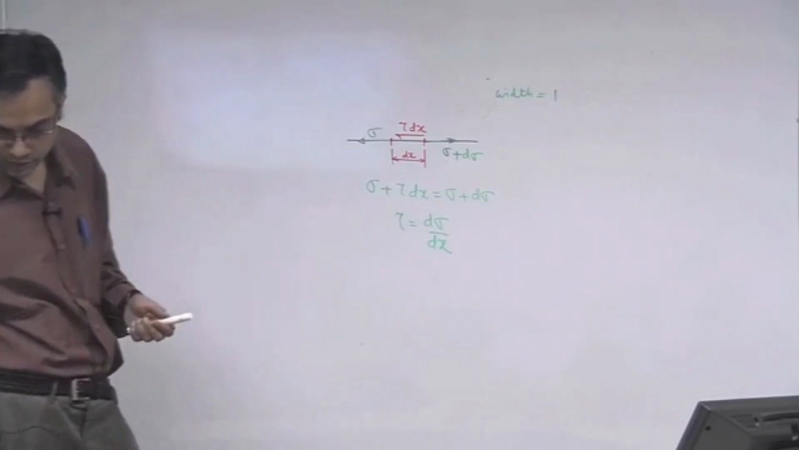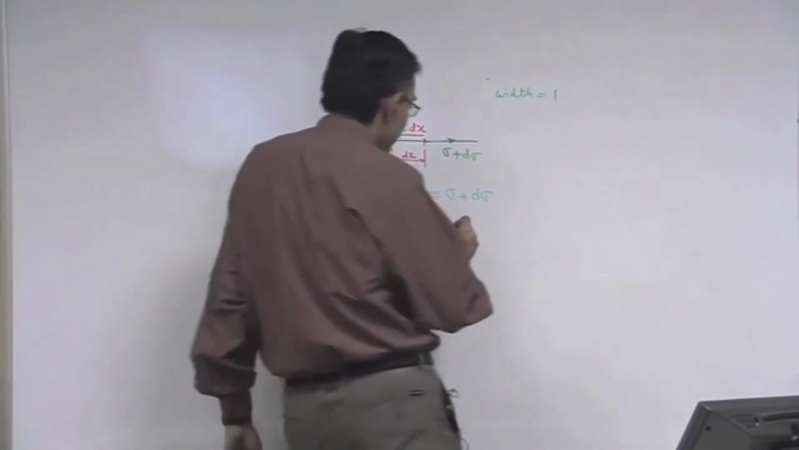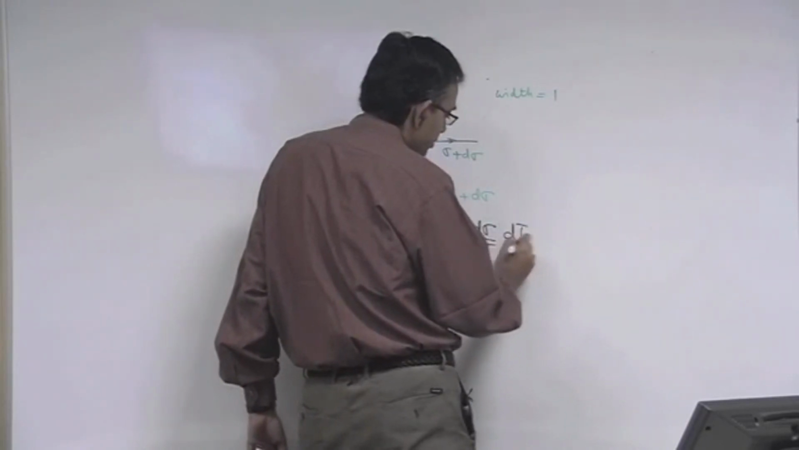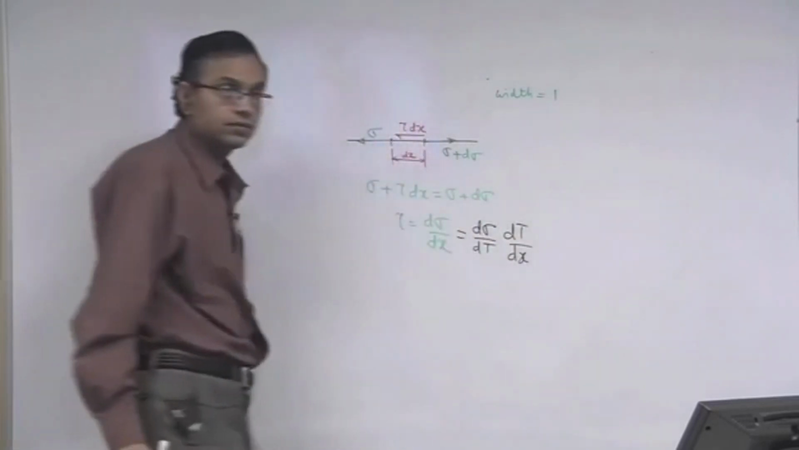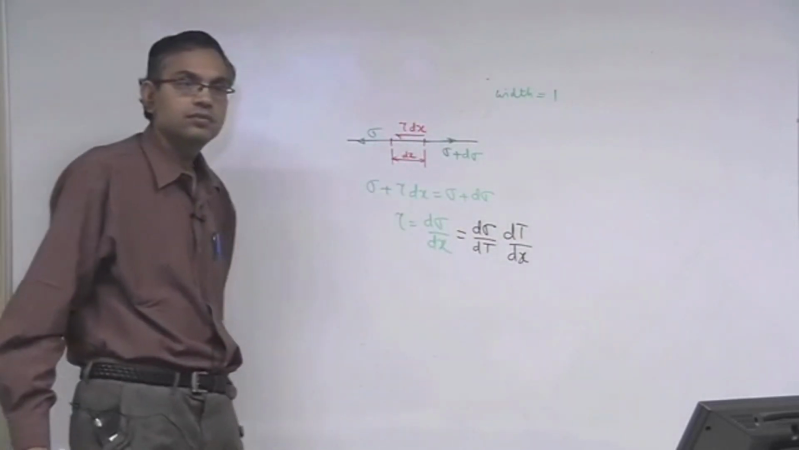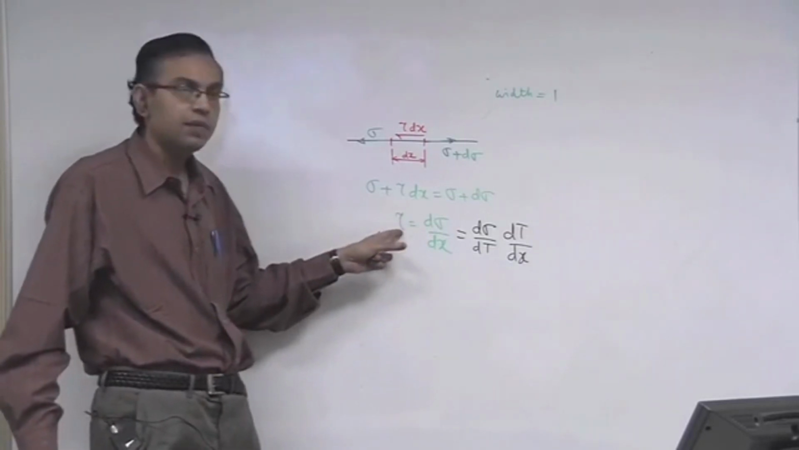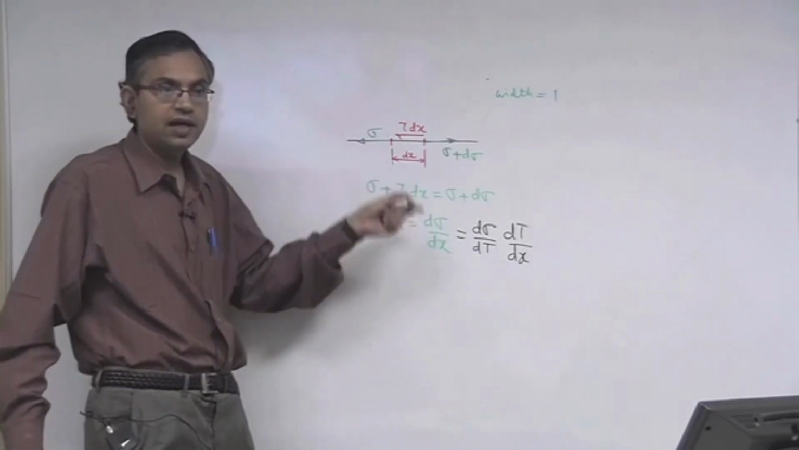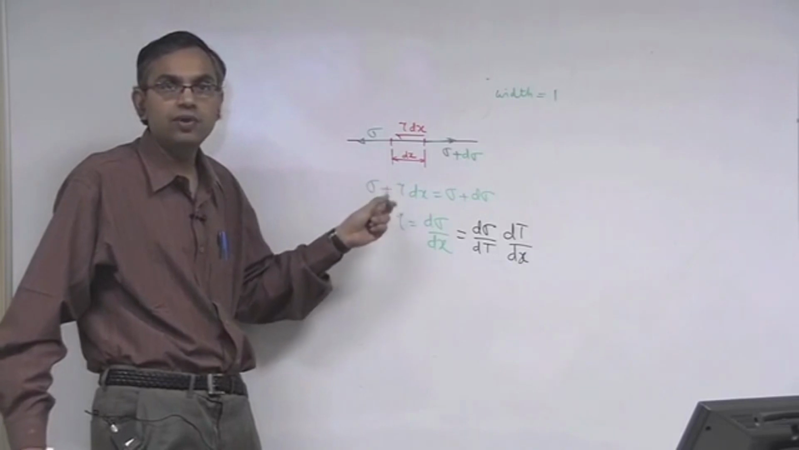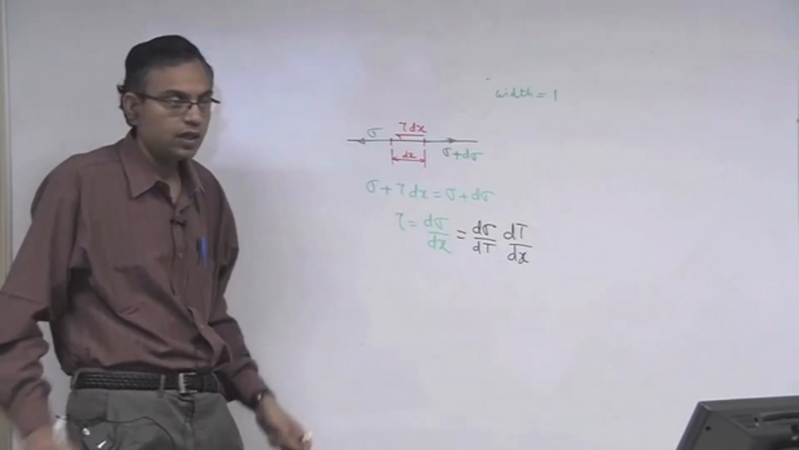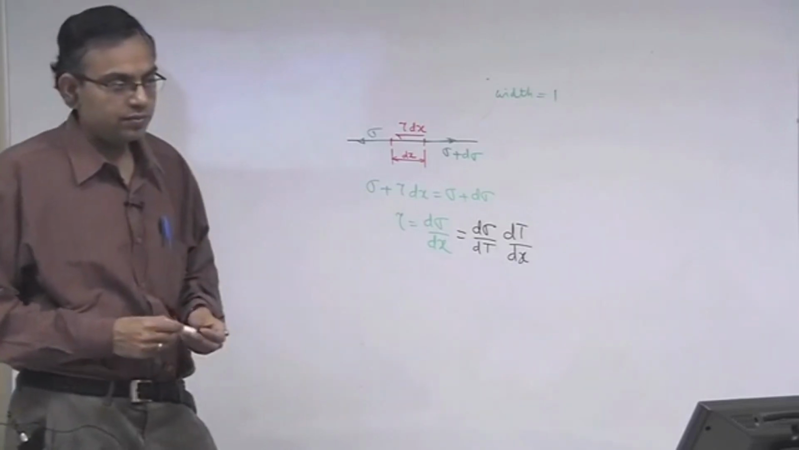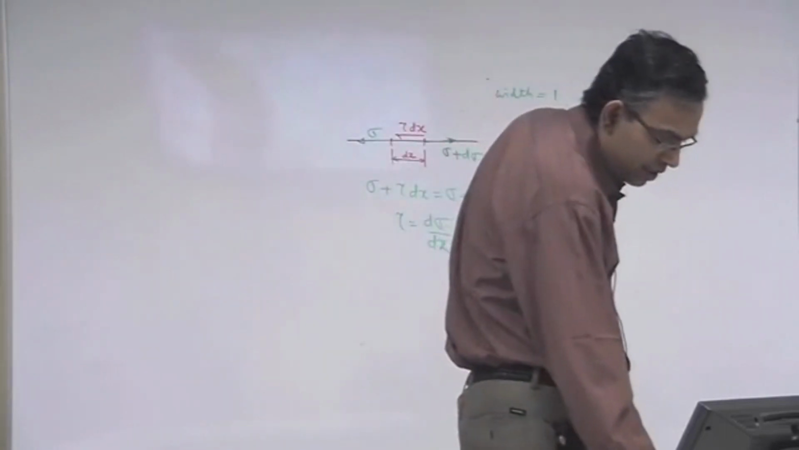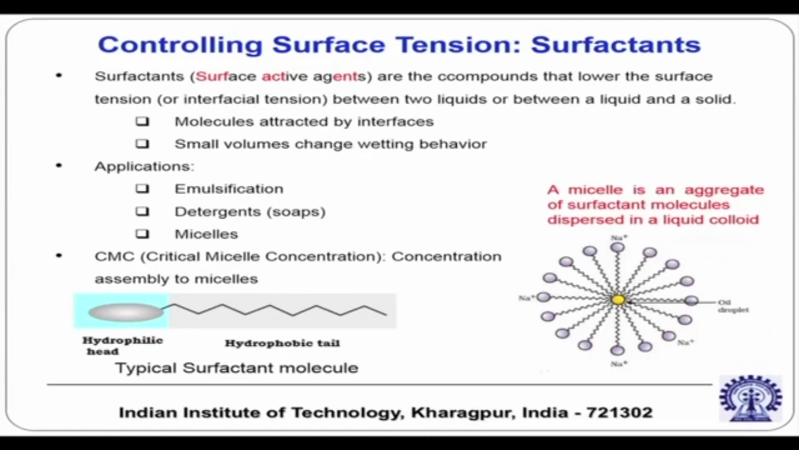So we can write this as d sigma by dT into dT by dx. So you can see how a shear stress can be generated because of surface tension gradient, and this stress can be the driving influence for the fluid flow to take place. Okay. So this is one effect that we discussed in the previous lecture, this is just a continuation.